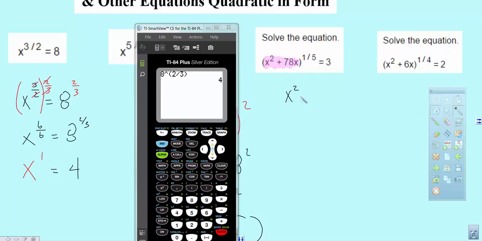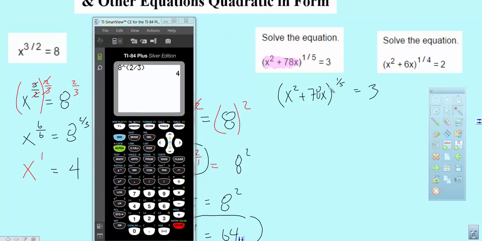Well, we have x squared plus 78x raised to the 1/5 power is equal to 3. Well, we know that if we want to get rid of an exponent, we just raise that entire thing to the reciprocal power. And whatever we do to one side, we have to do to the other side. Now notice I didn't put 5 over 1 because the 1 doesn't really apply. It doesn't do anything for us.